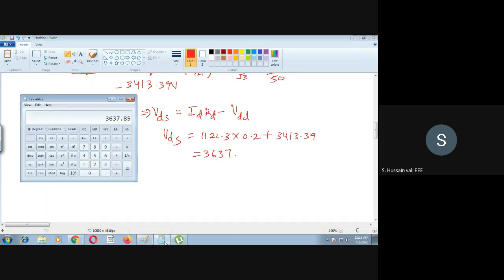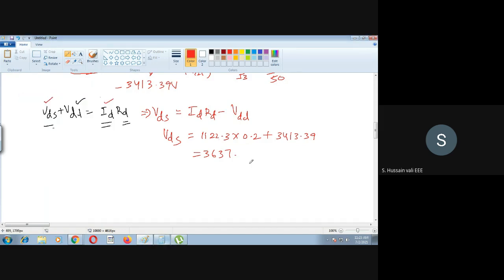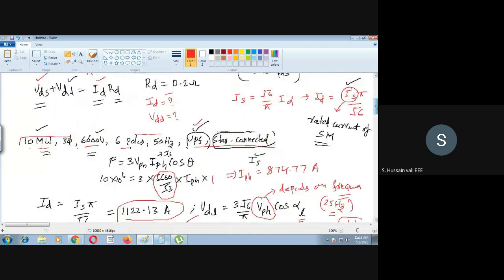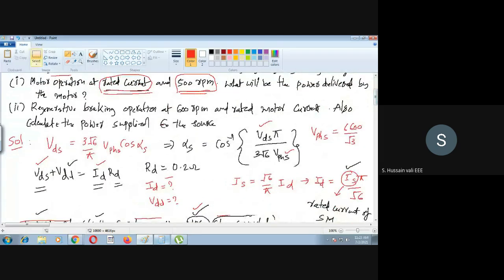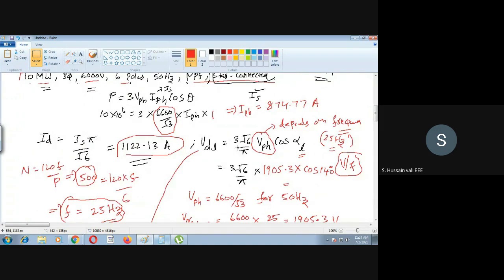Is 1.85. Okay, we got the answer 85. This is VDS. Now we got the answer for VDS. Now why are we doing all these things? Because you have one equation, the very first equation with which we started the problem, because we want to find out alpha s. So this is the best way: you always start with the question of what exactly you have to find out. Then you try to find out which parameters are missing and how to find them.